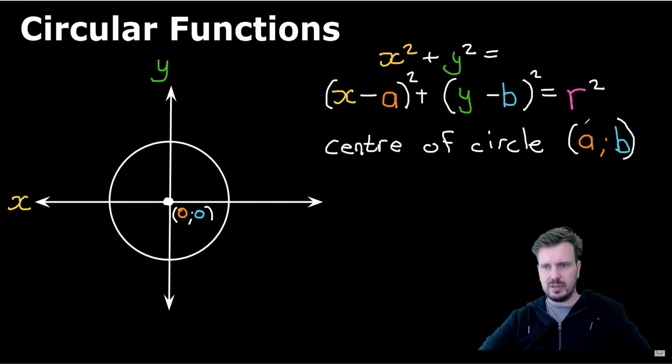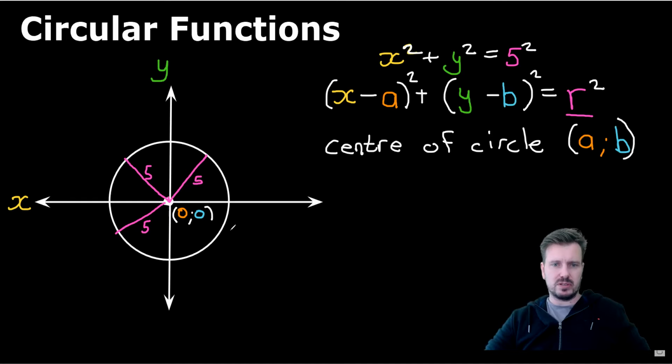Now the r, this value here, is the radius of the circle. The radius would be the same anyway. So if this was 5, then this would be 5, and anywhere I looked, my r would be 5. And so I could just put in 5 squared. And so the equation of this circle here is x squared plus y squared equals 5 squared.